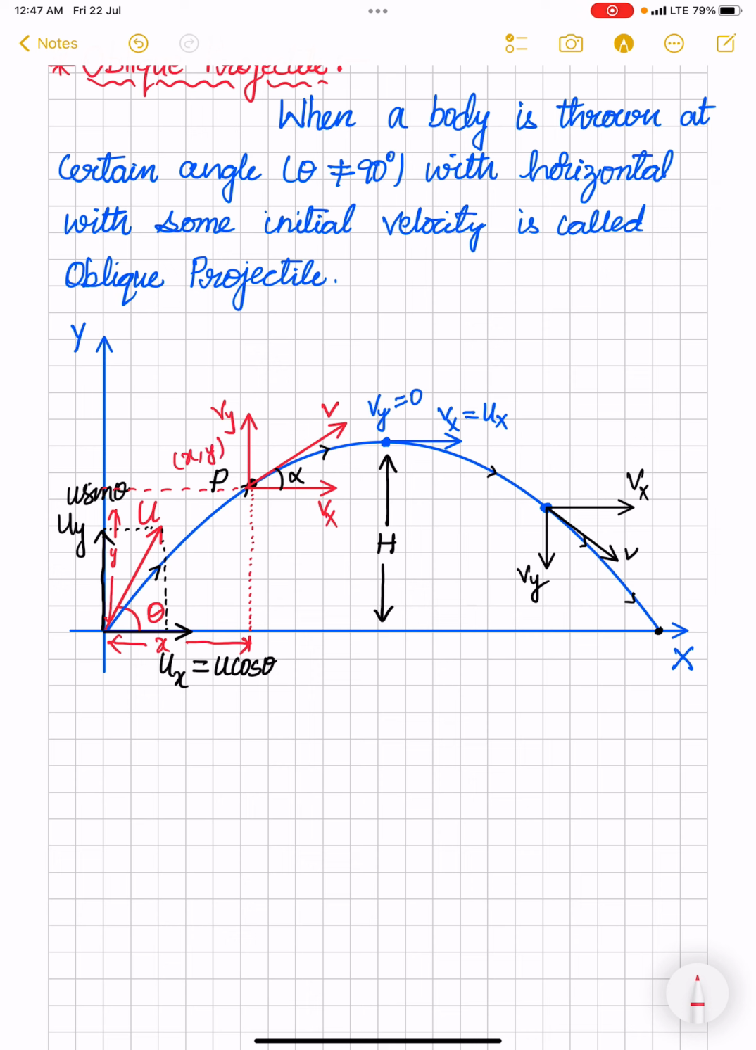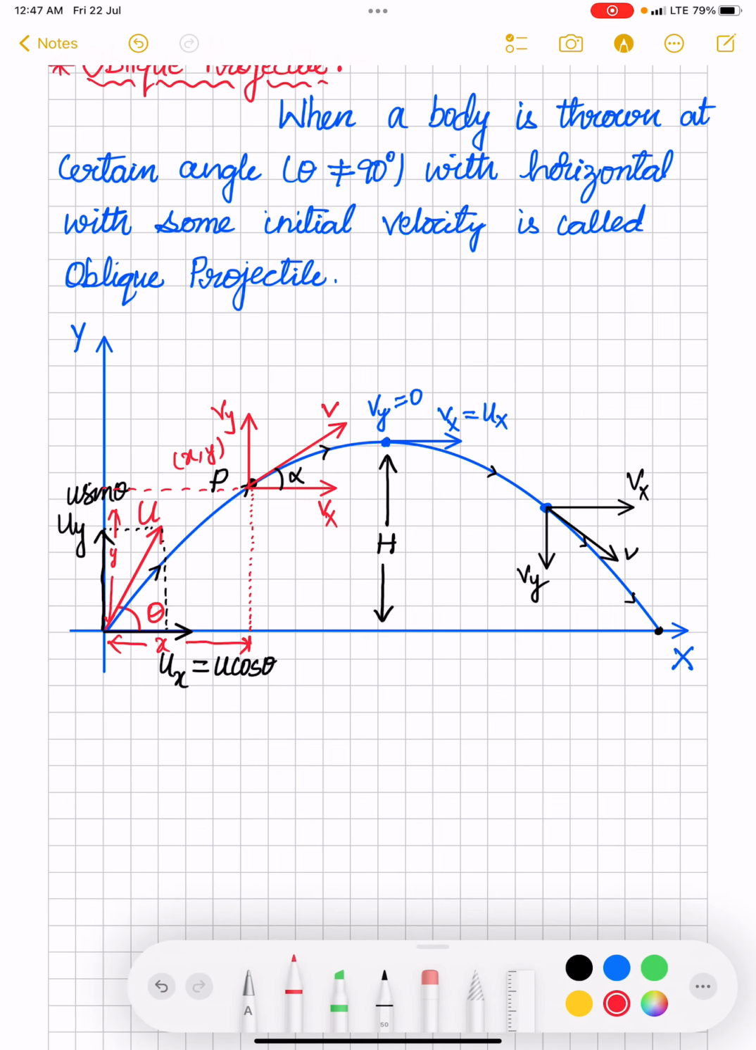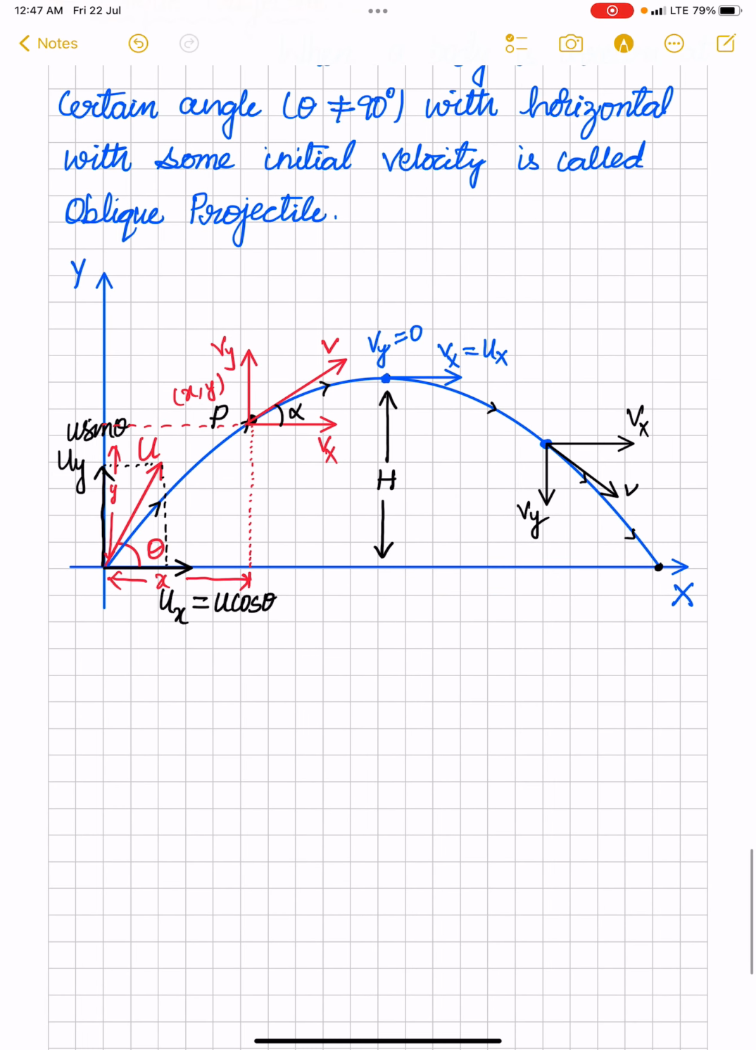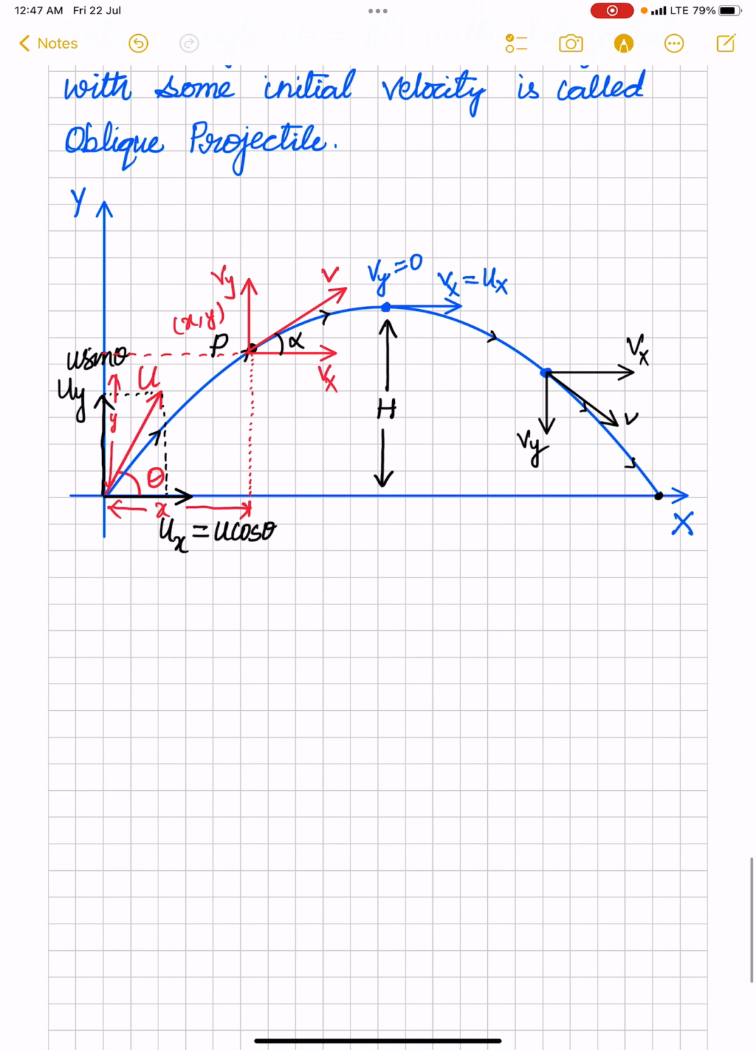So if you want to show the path of this projectile clearly as a parabola, you need an expression in terms of x and y. So assuming that the projectile is at a point P(x, y) after a time t, let us assume only that, and have all the derivations we can do further to express it in terms of x and y. Okay, so let us start our motion.